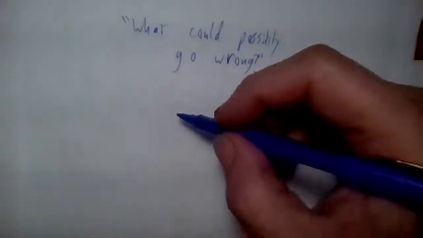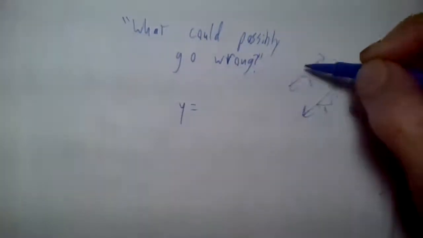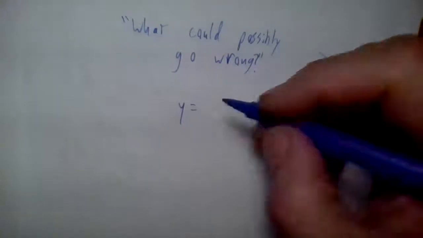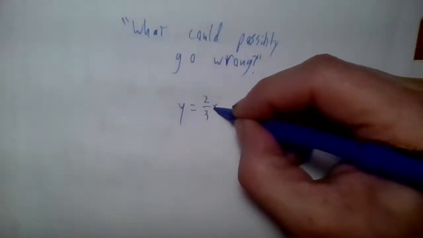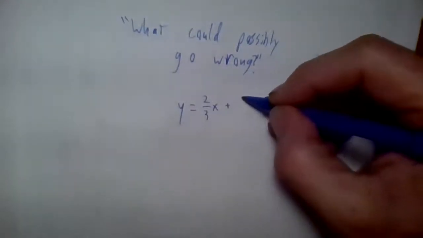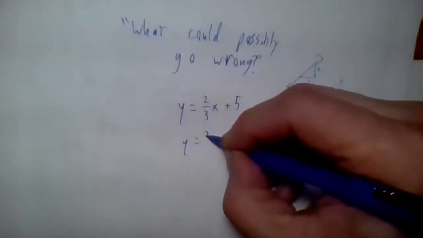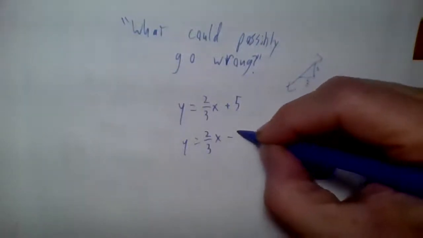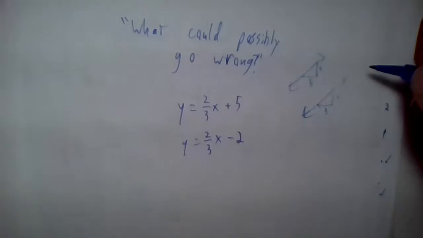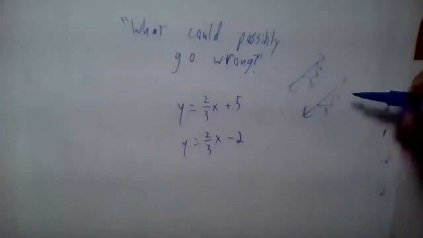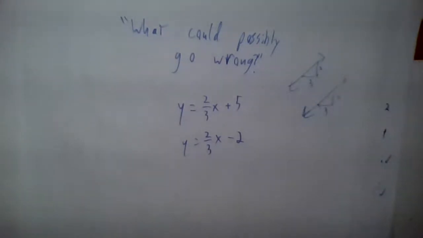So that might look something like, well, this equation would have to have a slope of 2/3, so it would have to be y equals 2/3 x plus something. But if you have two different intercepts, then they're going to be at two different places, and you're going to get a graph like that, parallel lines. There's no solution to that.